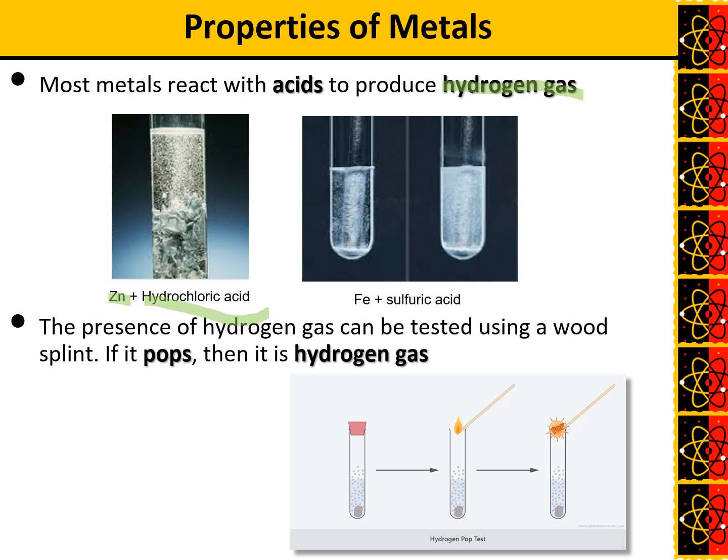There is a test for hydrogen gas that we can do. If we put a wooden splint that has been lighted, we can see that it's going to pop, and that is one of the demos that I'm going to do when we cover transition group 1 metals.